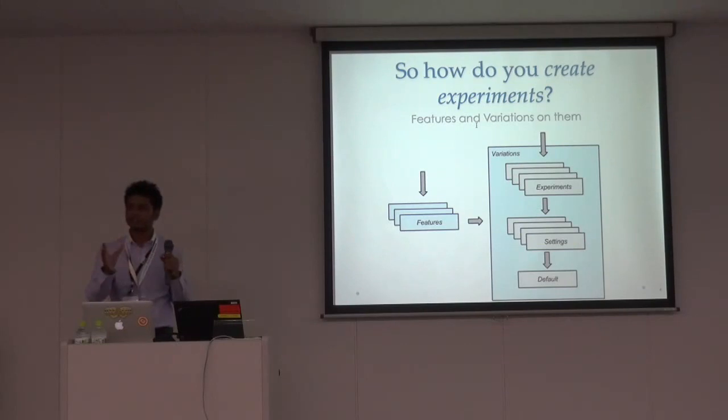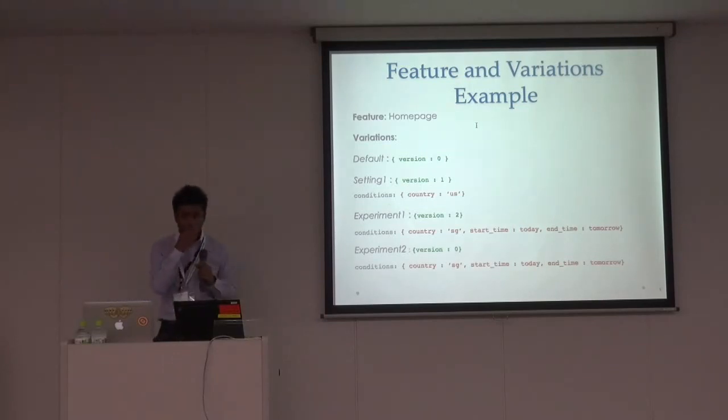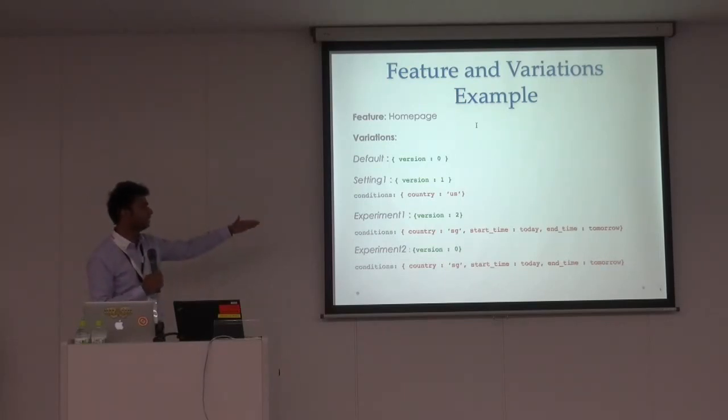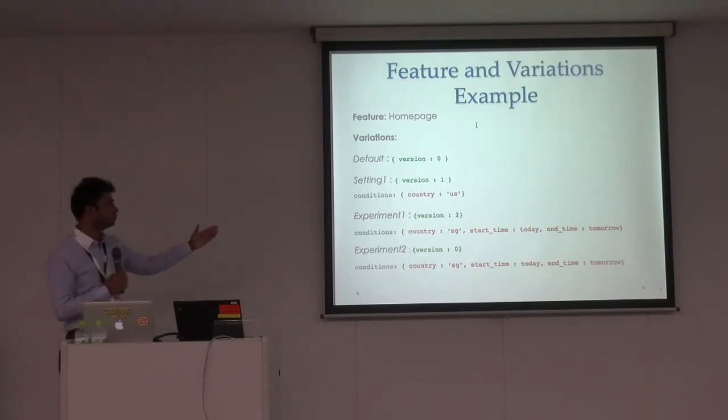Is it clear? I know it's a bit confusing, it's our own terminology. So feel free to ask. So this is an example, just sort of an exercise as well. The default version of the homepage is 0. And we set a setting saying all the country US will see version 1. And version 2 is the experimentation version.